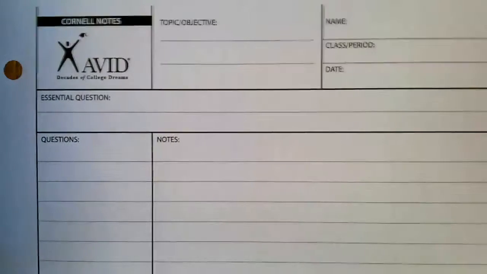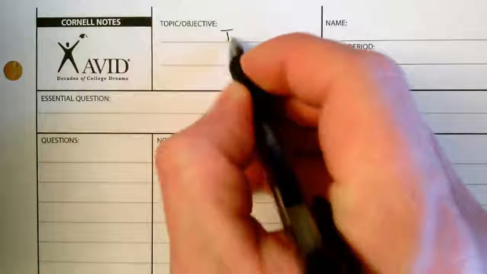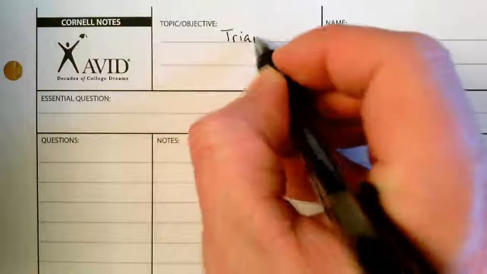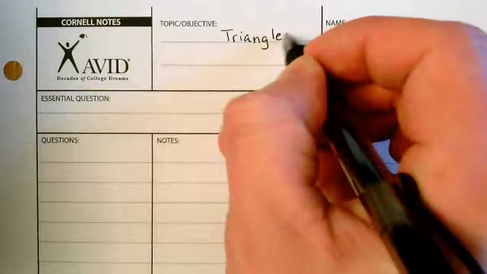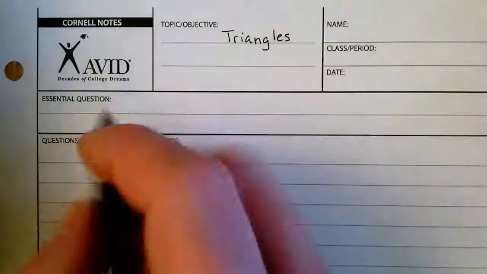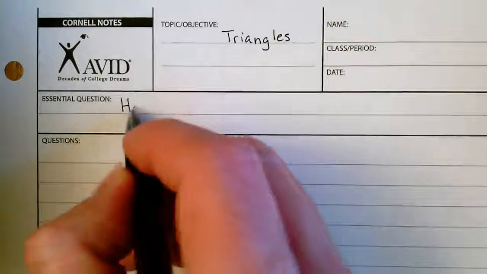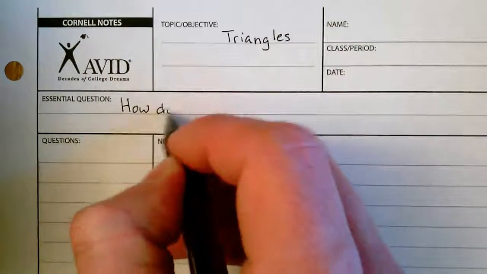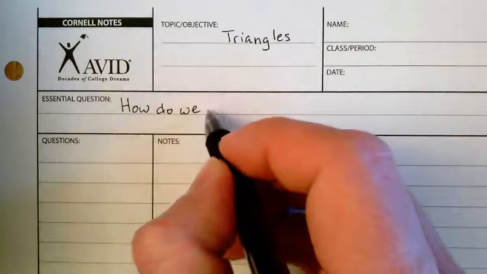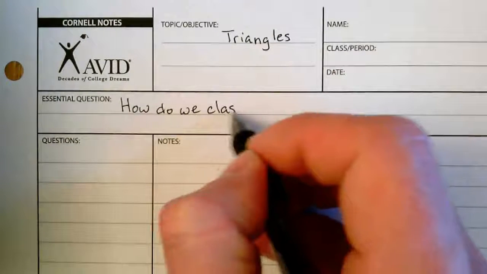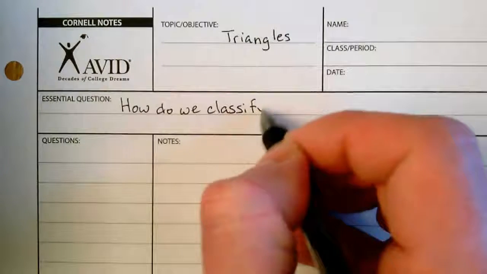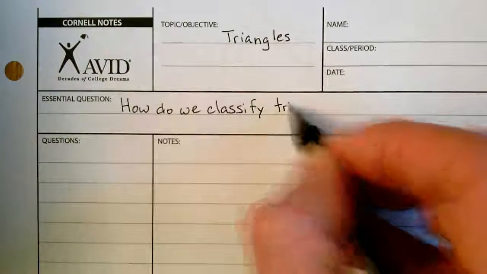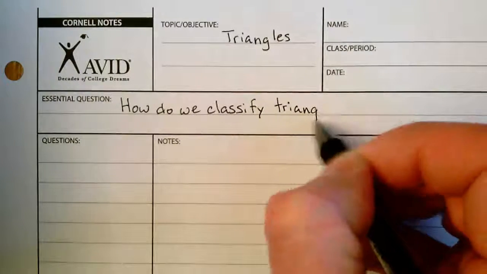Alright, this set of notes is going to be about triangles. And specifically, we're going to answer the question, how do we classify triangles?